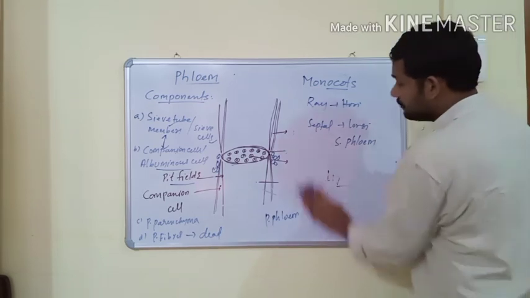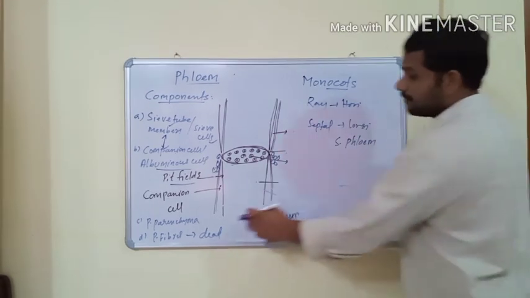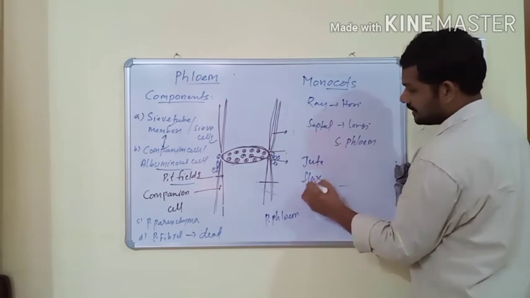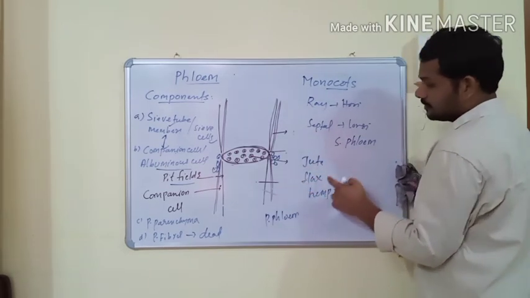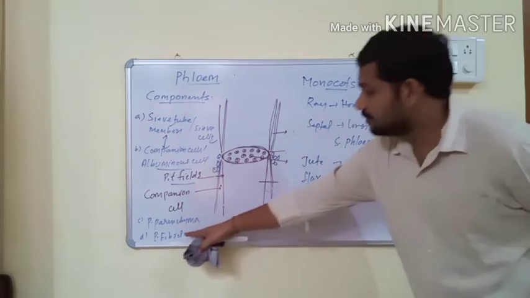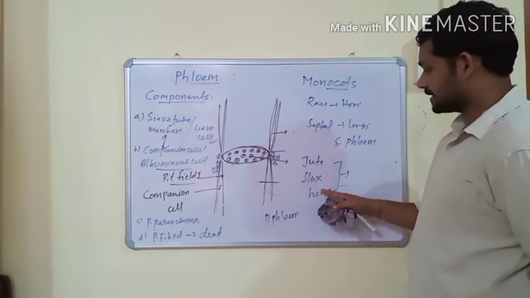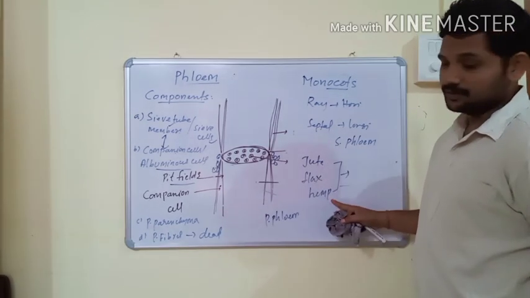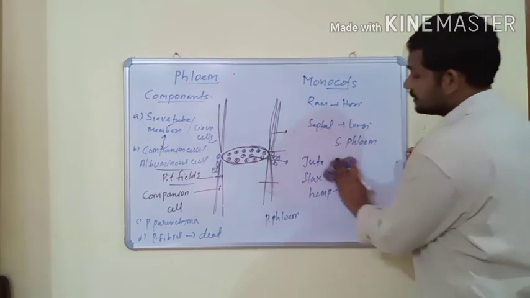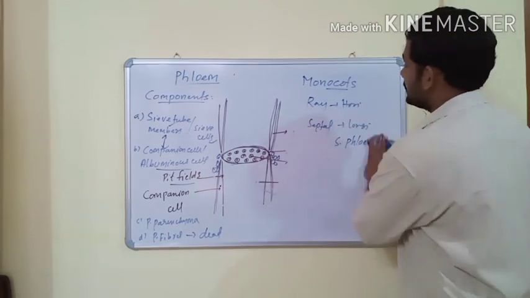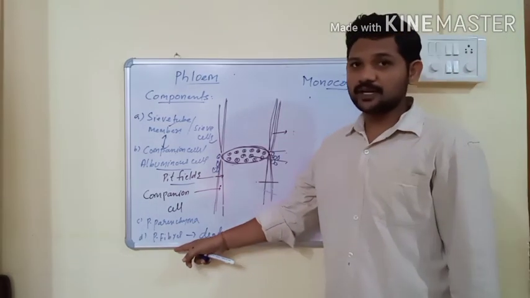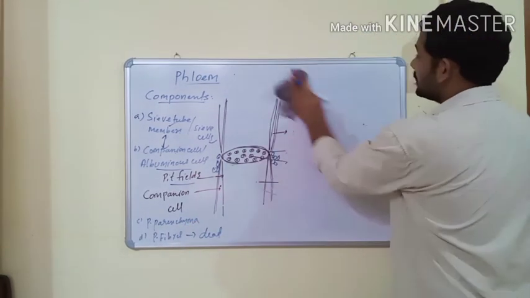And the phloem fibers of jute, flax, and hemp are commercially used. What is the main function of phloem fiber? It gives mechanical support to various components of phloem. And this is the only dead component of phloem.